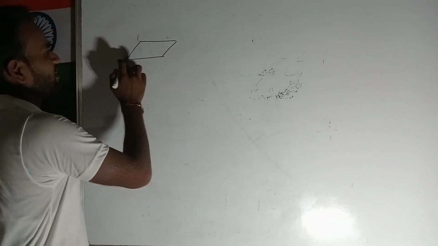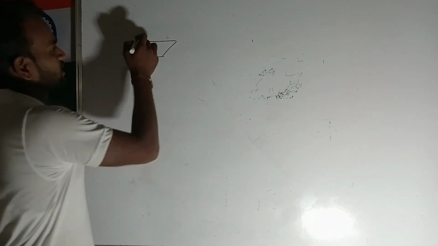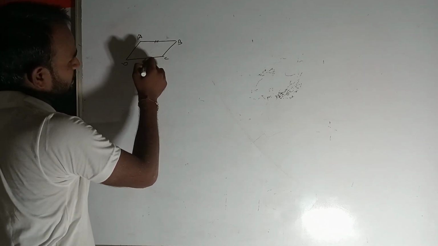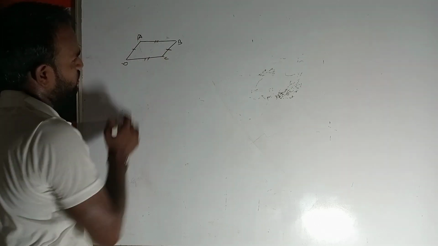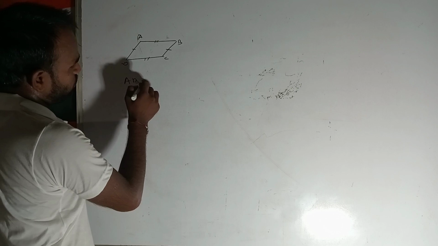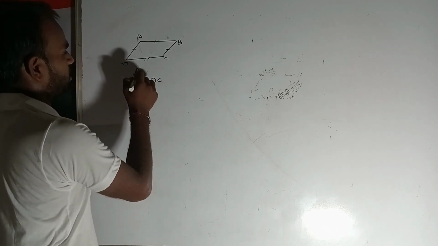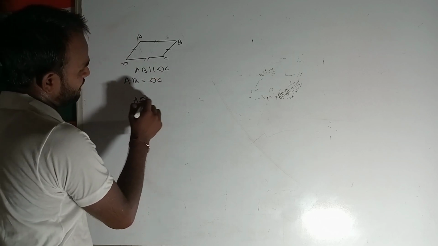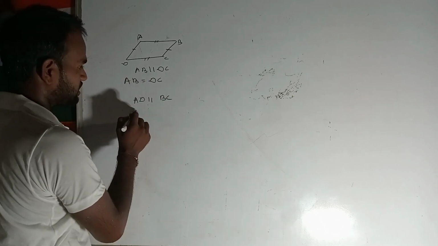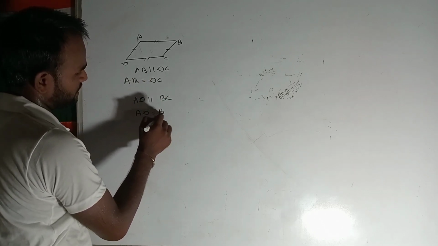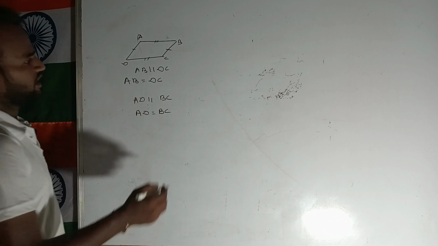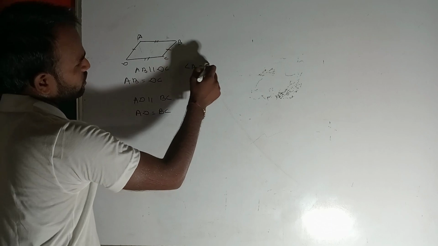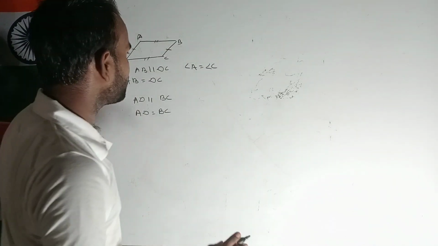Okay, I am not an artist, so it may not look well. A, B, C and D. These sides are equal and parallel. And this and this. Okay, means AB equals DC, which means AB parallel to DC. And second, AD parallel to BC means AD equals BC. Okay. So now, if these sides are parallel to each other, angle A should be equal to angle C, means opposite angles are equal in parallelogram.